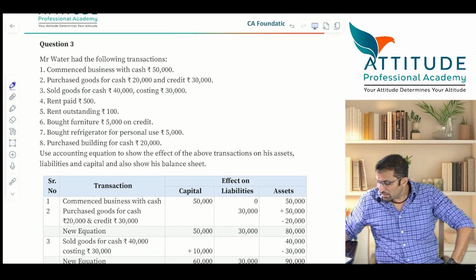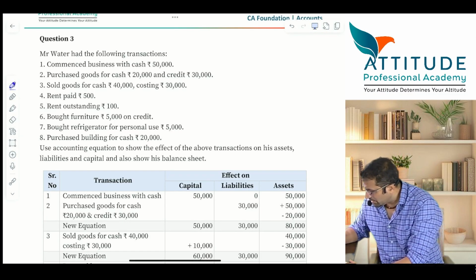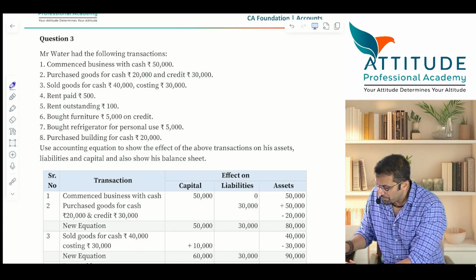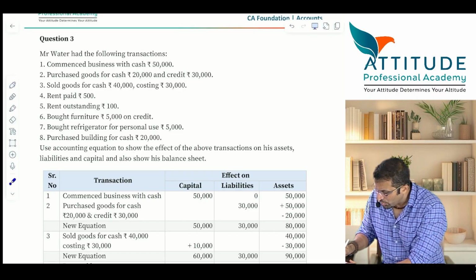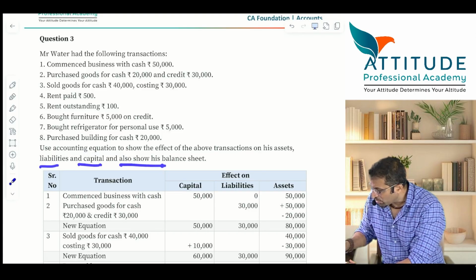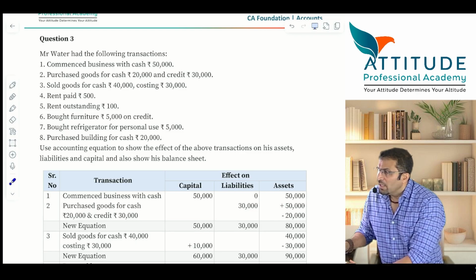Understood? Okay. Now, I will solve this with you. What have they said? Mr. Water had the following transactions. Commenced business with cash, 8 transactions are there, and then they are saying use the accounting equation to show the effect of the above transactions on his assets, liabilities, capital, and also show his balance sheet. Is that clear? Right? Okay.